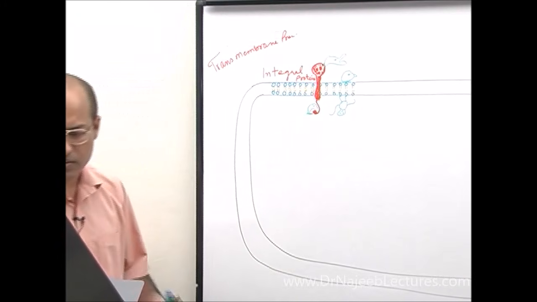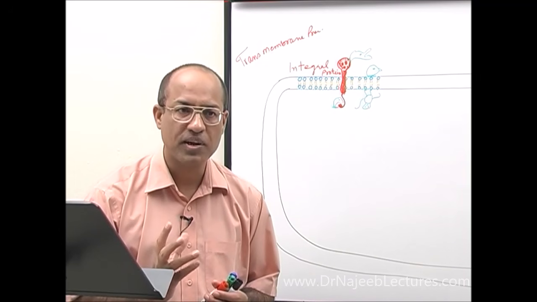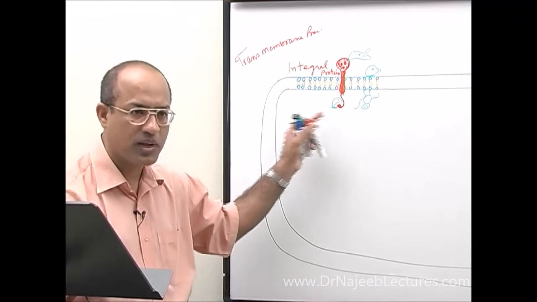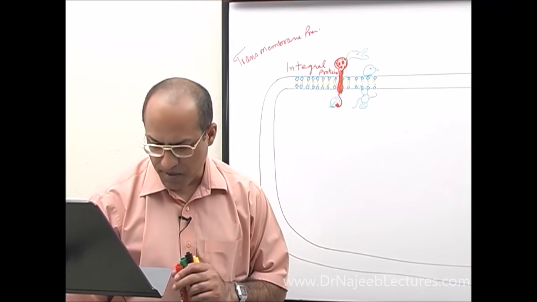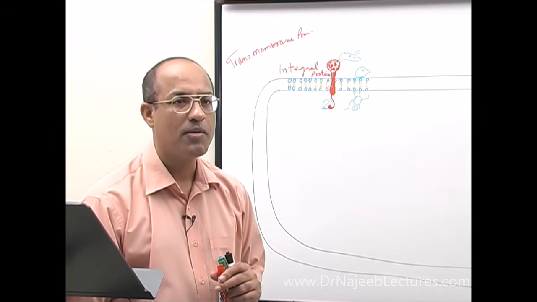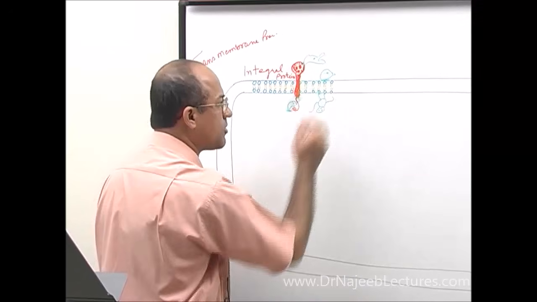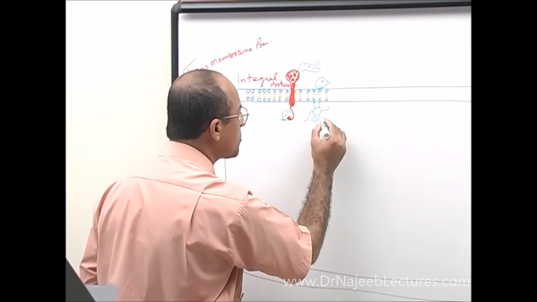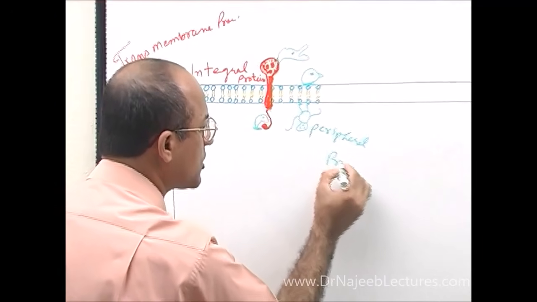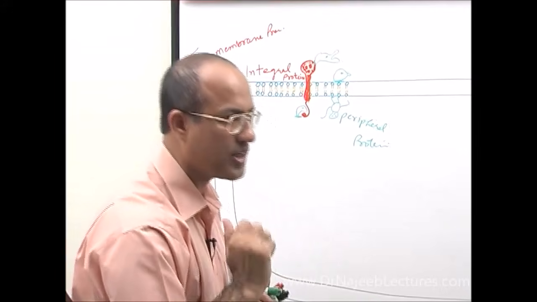What about these proteins, the green proteins? They are not passing through and through the membrane. They are expressed either on the external side of the membrane or on the internal side of the membrane, and these proteins are simply called peripheral proteins because they are on the peripheral sides of the membrane. So peripheral proteins are loosely attached with the membrane.